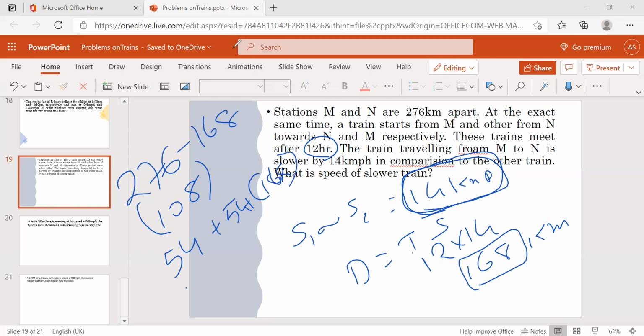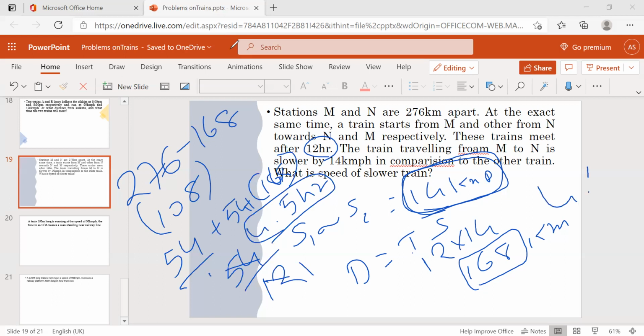Okay, this is the concept. Now 54 kilometers divided by 12 hours is nothing but 4.5 kilometers per hour. That is the speed of the slower train. The other train will be plus 14 kilometers per hour, which is nothing but 18.5 kilometers per hour.